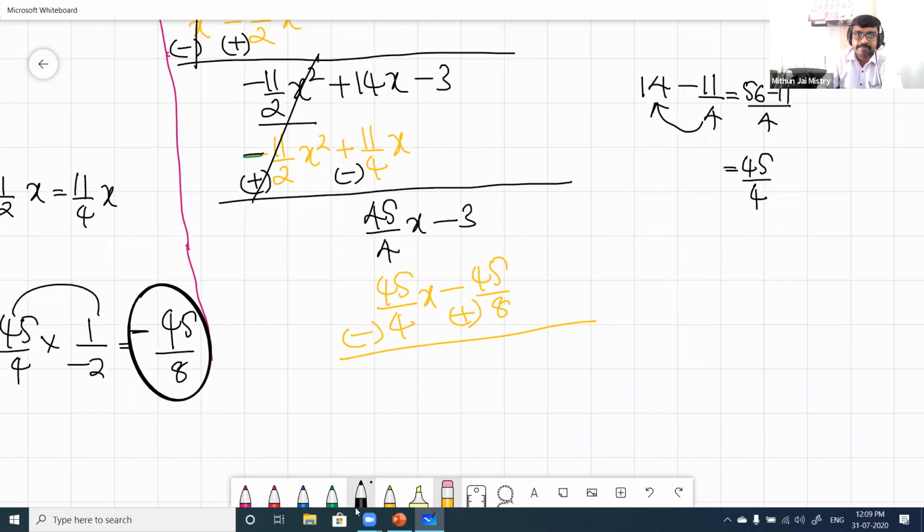Now 45 by 4x minus 45 by 4x, both will get cancelled. These first two terms will get cancelled and we are left with plus 45 by 8 and minus 3. First I will write the positive one, that is 45 by 8 minus 3. Let us see what we will get here.